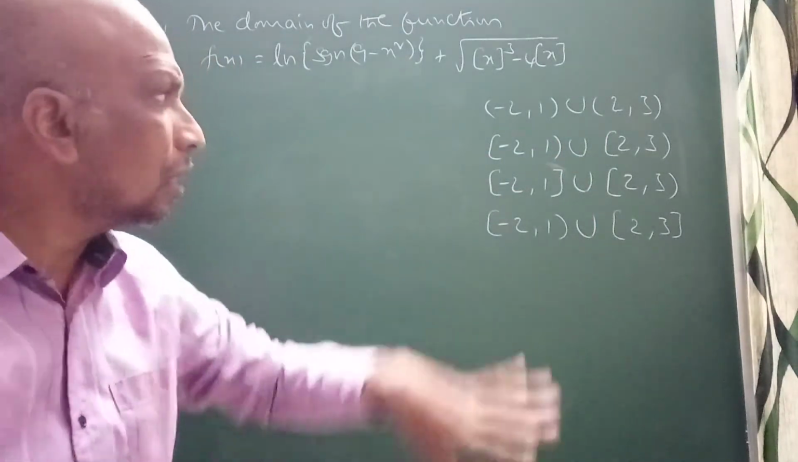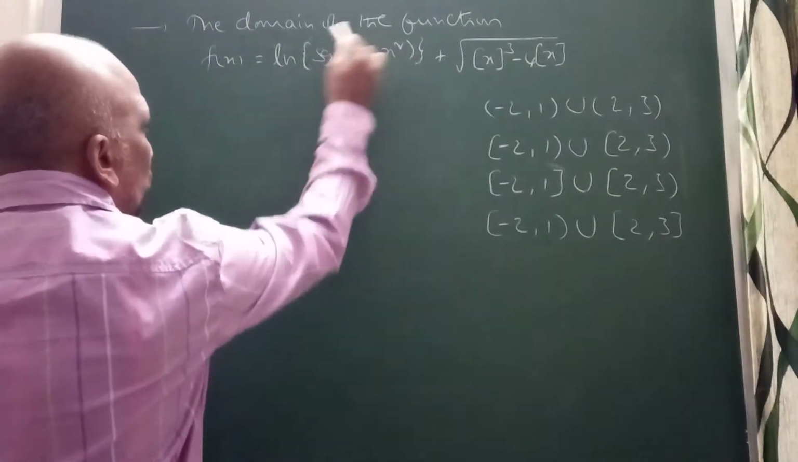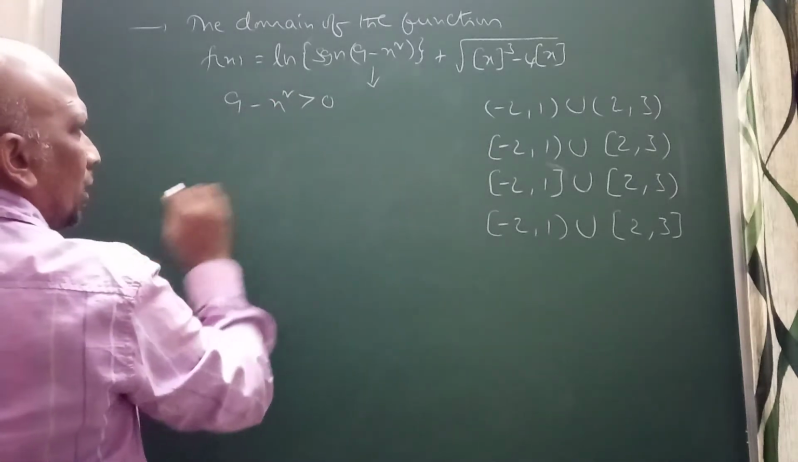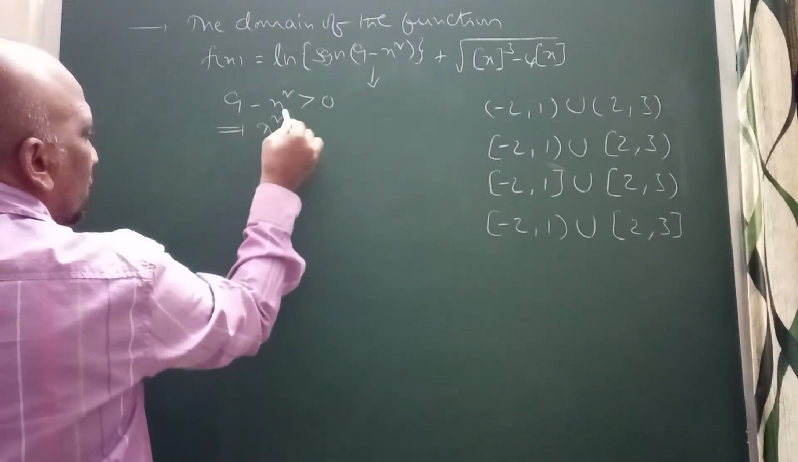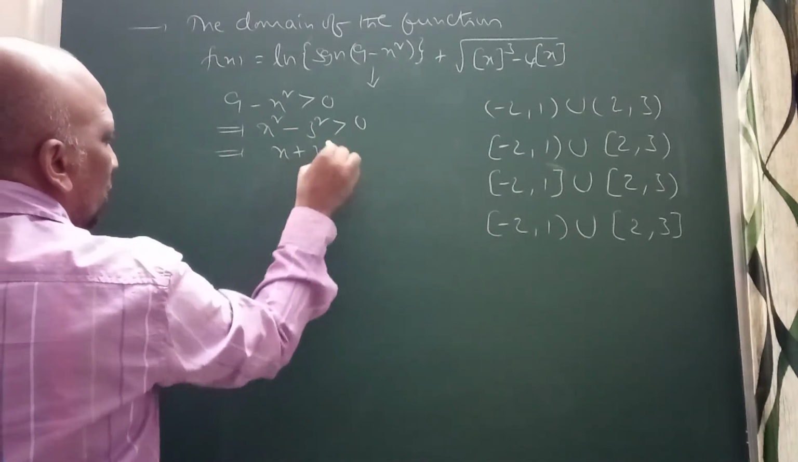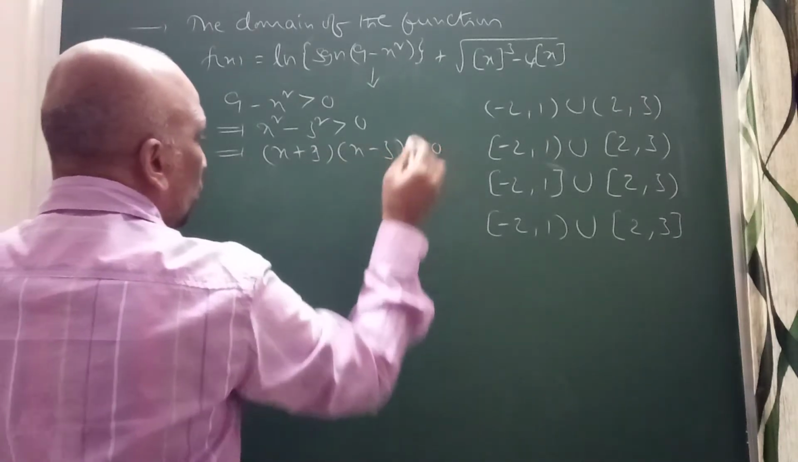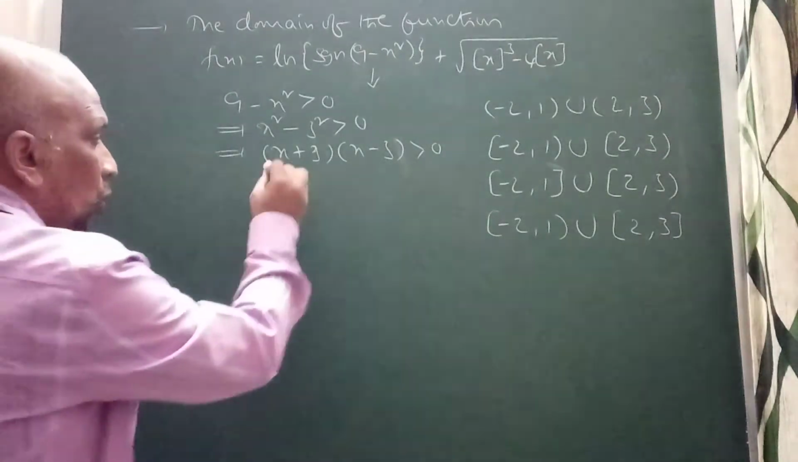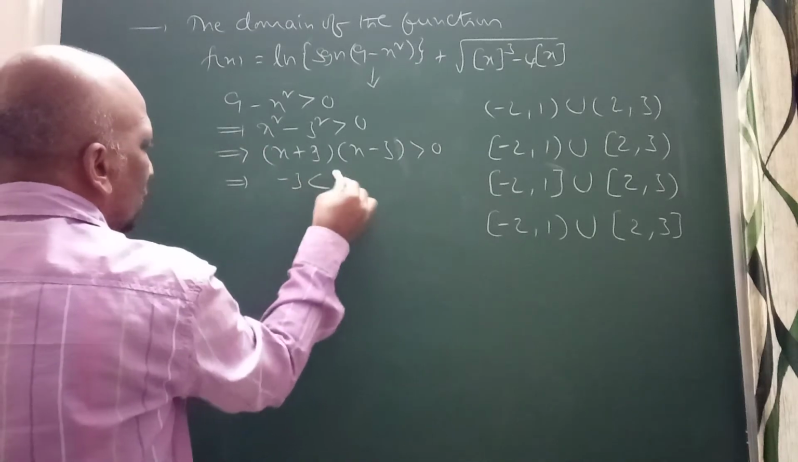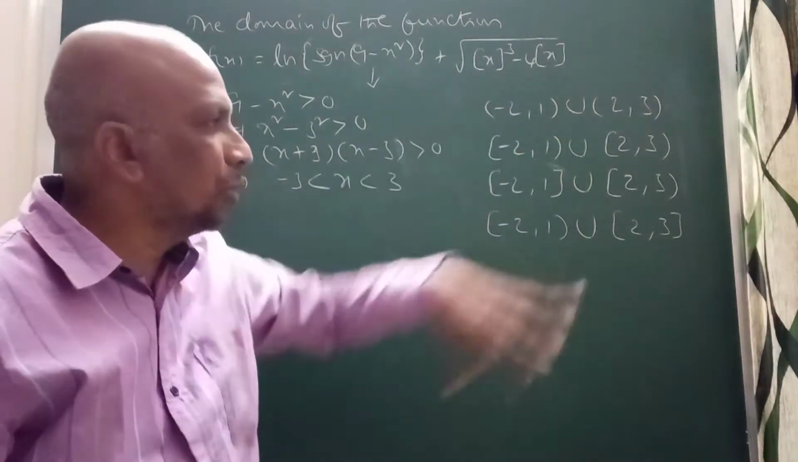When they are giving this, first you take this one: the logarithm argument should be positive. So write 9 minus x square should be greater than 0. From this I can conclude x square minus 3 square greater than 0. Then you write x plus 3 into x minus 3 greater than 0. So the value should not be between minus 3 and 3. I can write the conclusion, minus 3 less than x less than 3. Definitely your answer should not include 3.